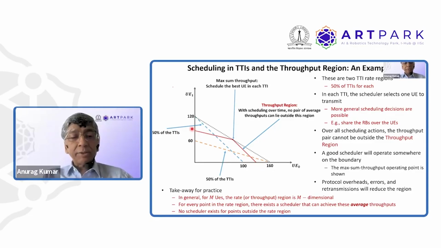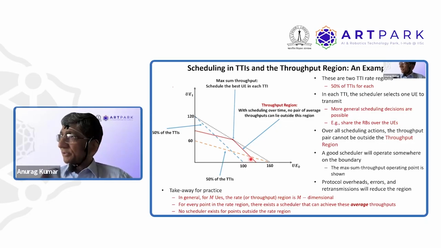Similarly, this UE, UE1, can get up to 120 when the blue triangular rate region is in operation. The channel state is blue. When the channel state is orange, it can get 60. On the average, you can get no more than 120 plus 60 over 2, which is 90. So this is that rate. Okay. So the orange rate region is the average rate region.